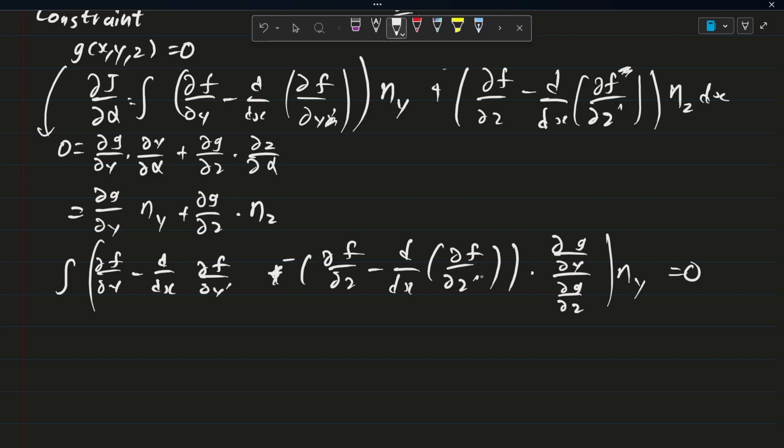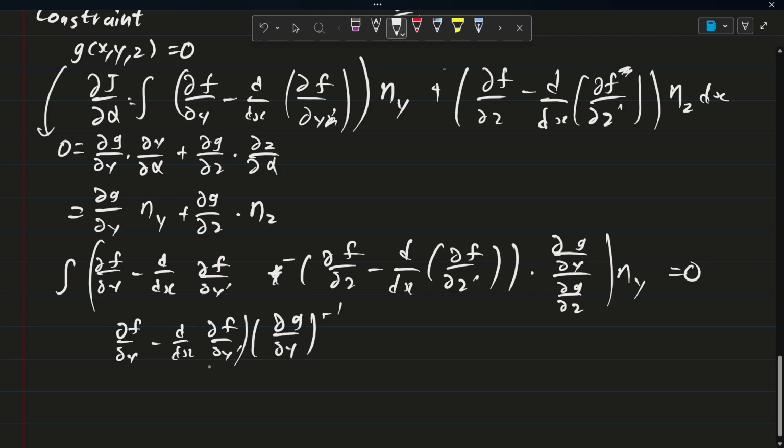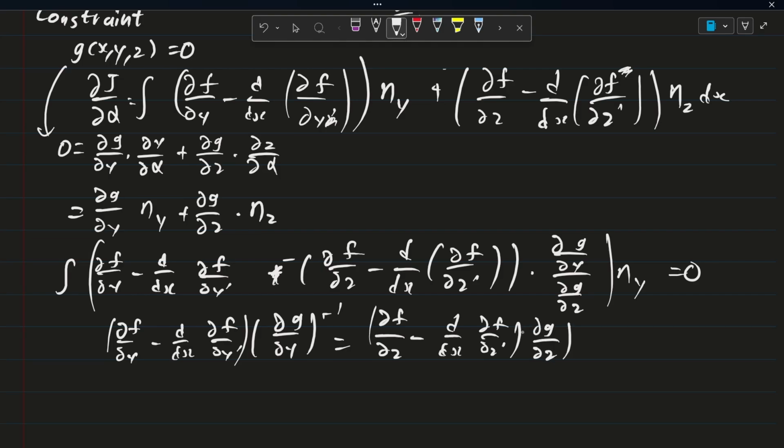And so this means that for any eta y, the inside should be 0, meaning that partial f over partial y minus d over dx partial f over partial y prime, times partial g over partial y inverse, must equal partial f over partial z minus d over dx partial f over partial z prime, times partial g over partial z inverse. And this is something which we call lambda.